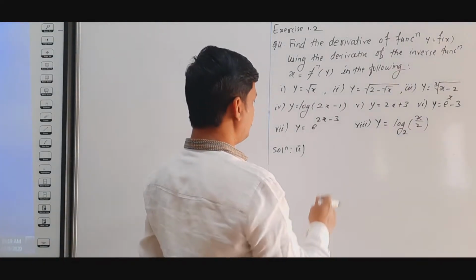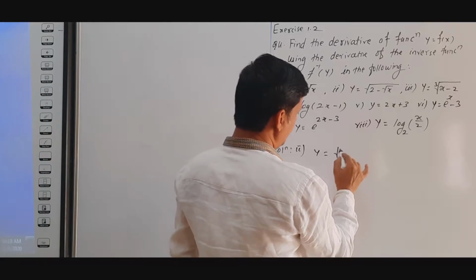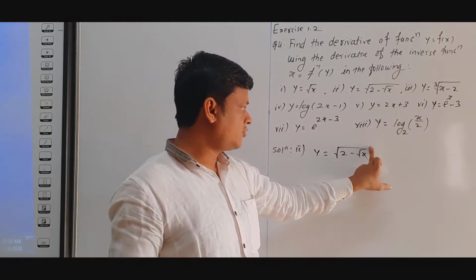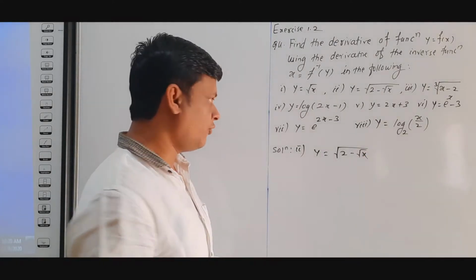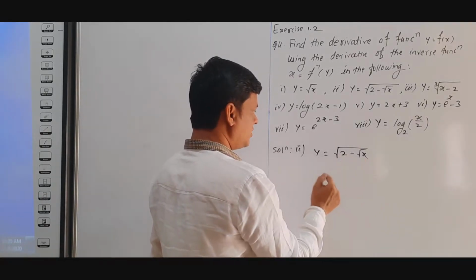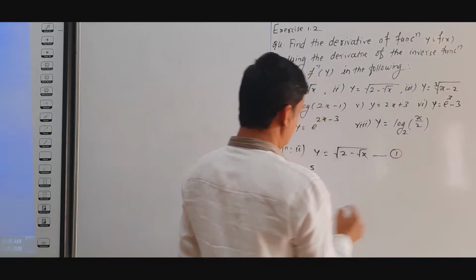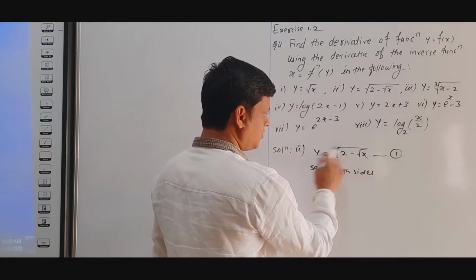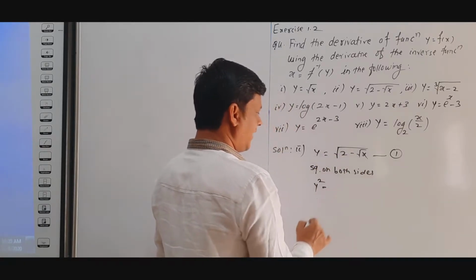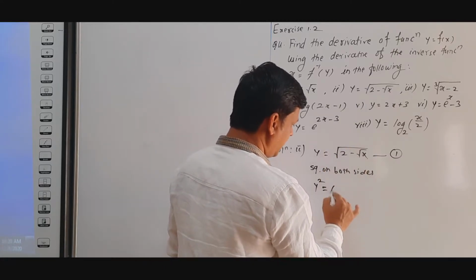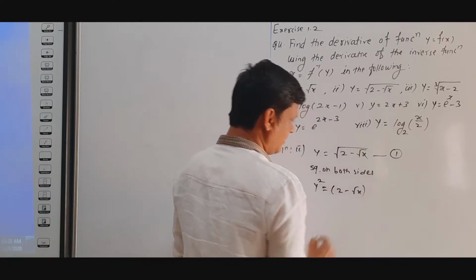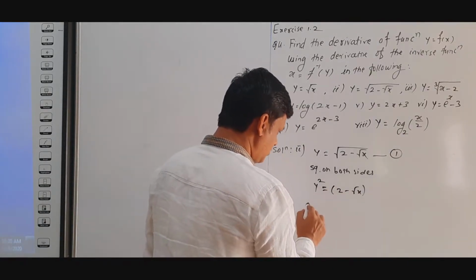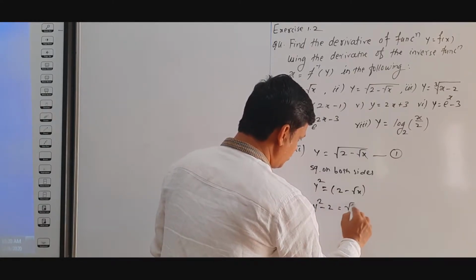Now see the second subquestion, y is equal to root 2 minus root x. So first we have to write the inverse of this function, that means the value of x in terms of y. So for that we make square on both sides. So we denote this as equation number 1, squaring on both sides. So making the square of both sides, we get on the left hand side y square, on the right hand side square and square root get cancelled. So we get 2 minus root x. We require the value of x here. So we transfer this 2 to the left hand side. So we get here y square minus 2 is equal to root x.